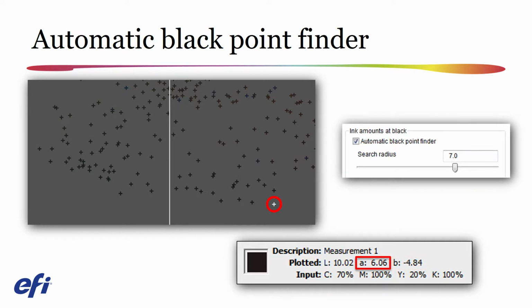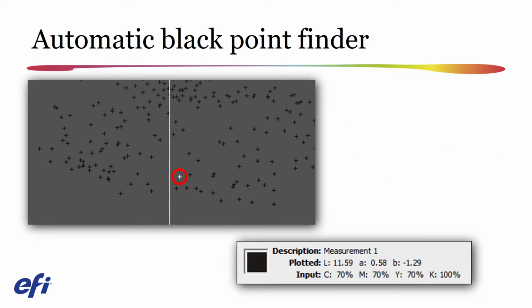This patch, although it is certainly dark, is not at all neutral, but is instead a cooler purplish color. But if I decided that this is what I wanted to use as a guide when defining my black point, I would need to set the search radius to a value larger than the A star or B star value, whichever is larger. In this case, the A star value is the larger value at 6.06, so I would need to set the search radius to be larger and would likely set a value of 7.